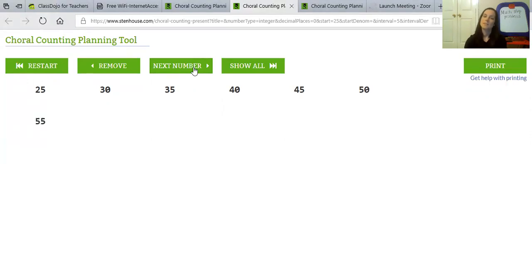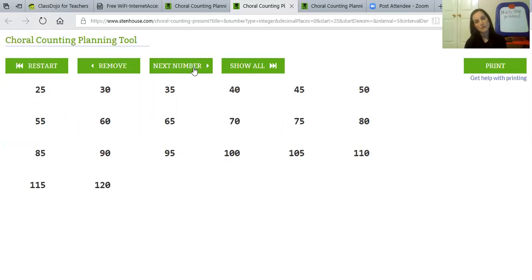50, 55, 60, 65, 70, 75, 80, 85, 90, 95, 100, 105, 110, 115, 120, 125.